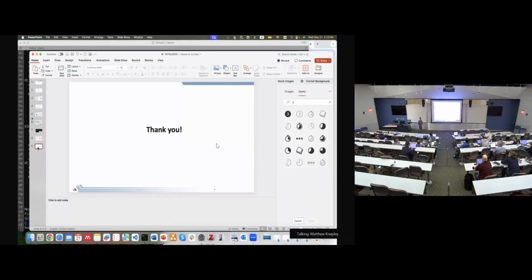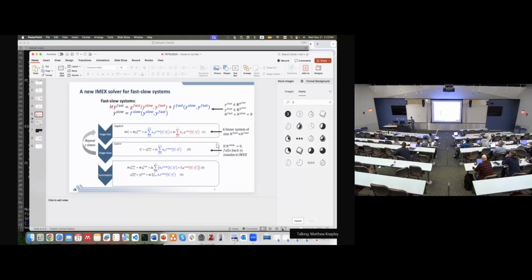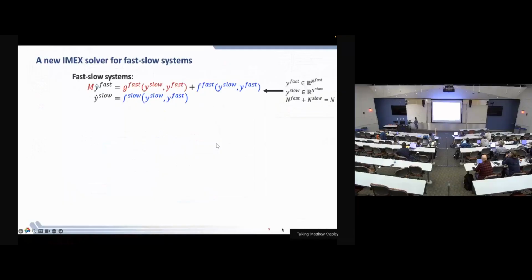In your formulation, you have it split into f of y fast, y slow, and g of y fast and y slow. And in your simple example, g fast was only a function of y fast. So in that one, I can see how it's clear what the split is between g fast and f fast. But what is the general approach to understanding how you split the right-hand side between g fast and f fast? Which simple example are you talking about?